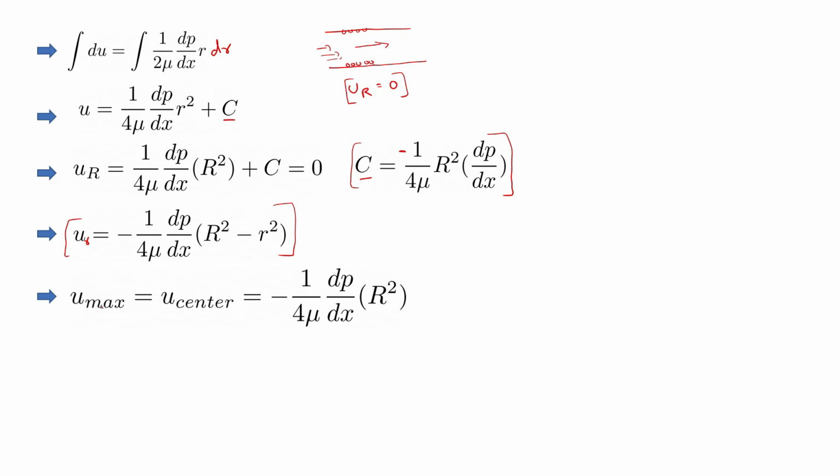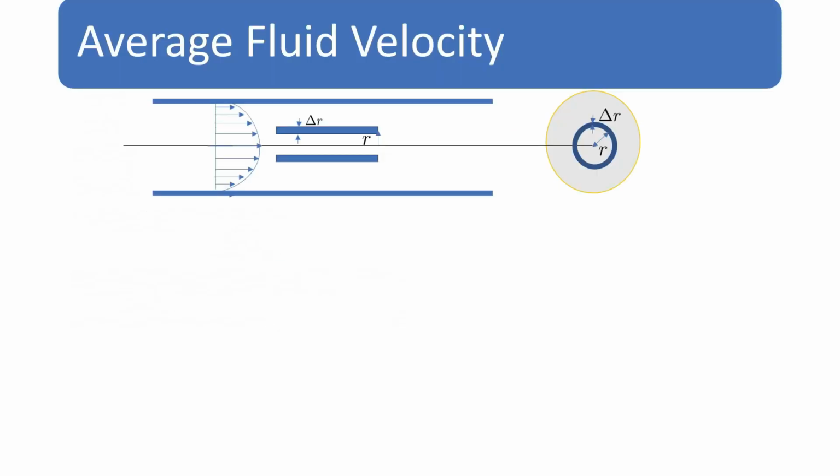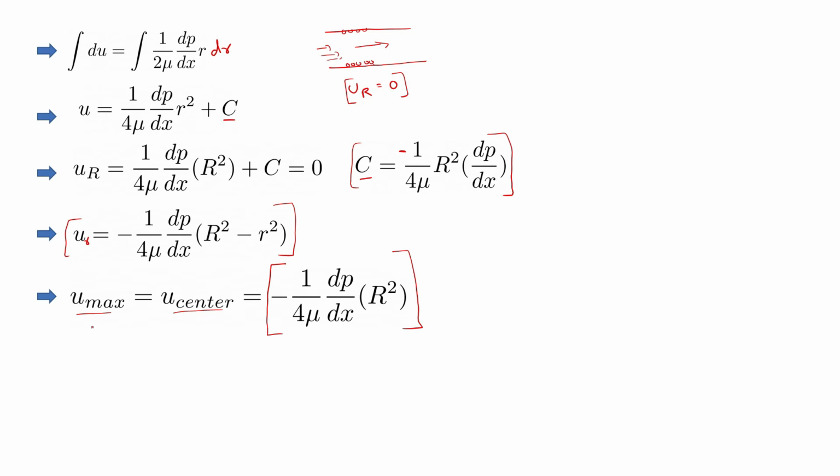So u max is equal to u center, that is equal to minus 1 by 4 mu dp by dx into capital R square. So u center means velocity at the center, that is small r is equal to 0. So this is equal to minus 1 by 4 mu dp by dx into capital R square. So this is the velocity at the center. And if you try to plot the velocity for a pipe using this equation, you will get a parabolic profile.